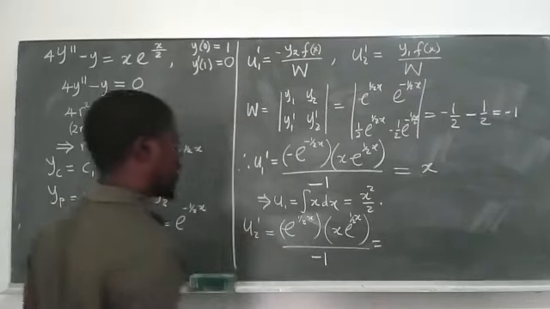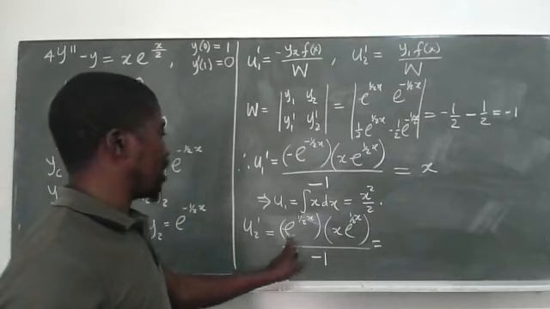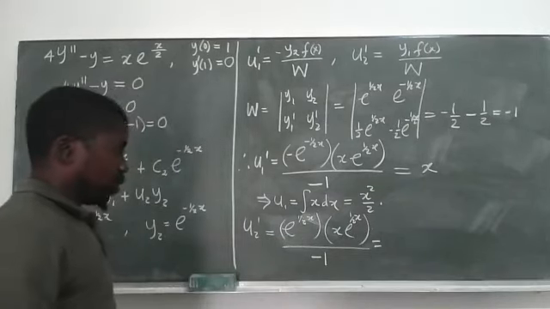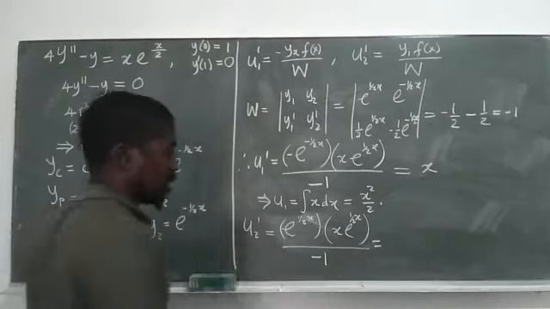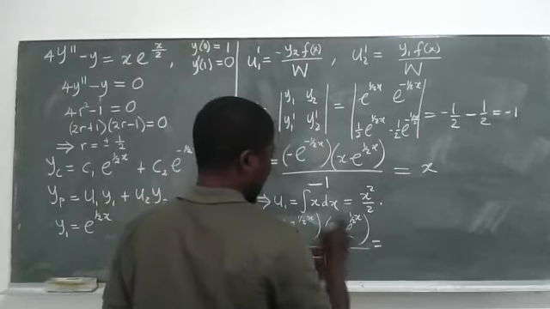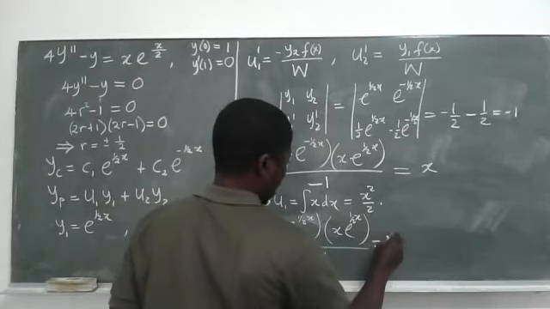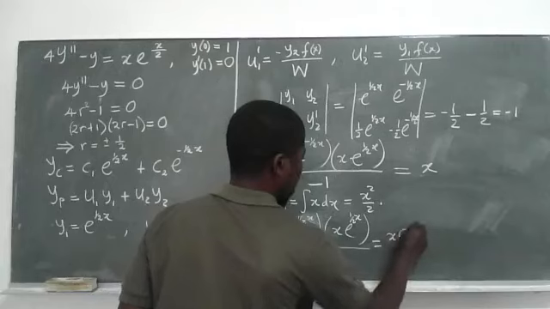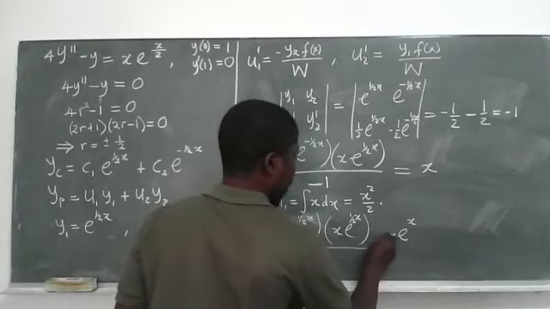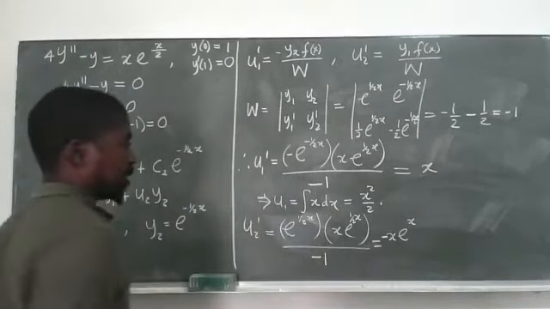So if we simplify this further, we will have this times that, which is, we add the powers and we end up with half of x plus half of x is a single x. So we end up with x e to the x. Then negative because of that.